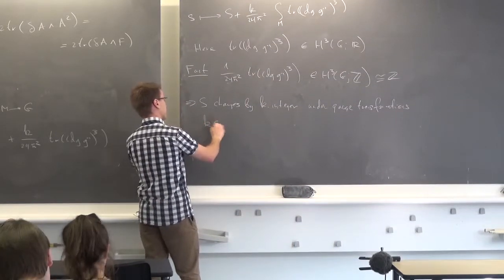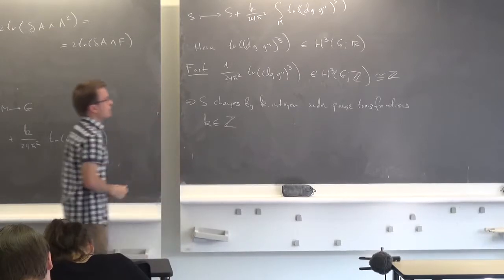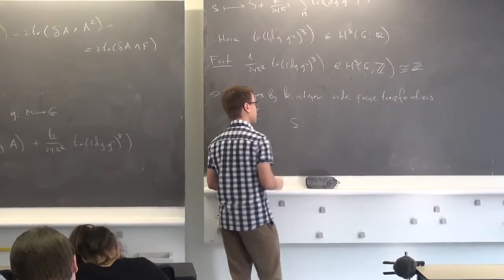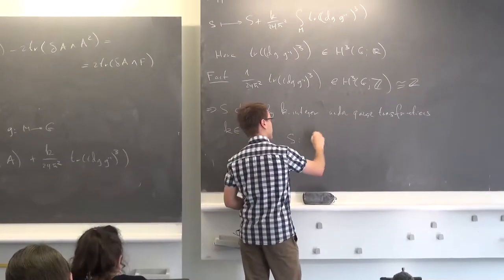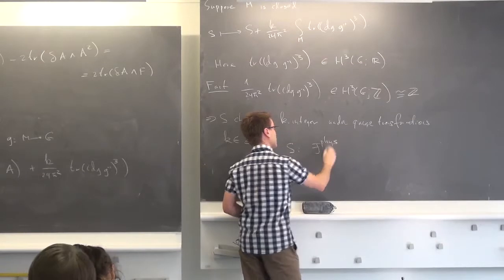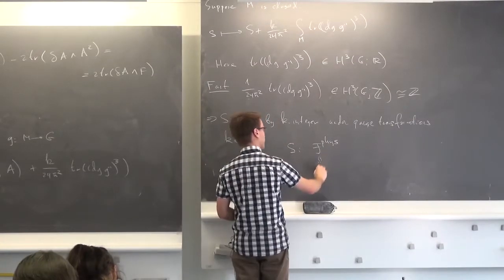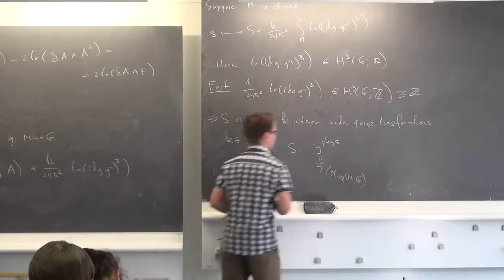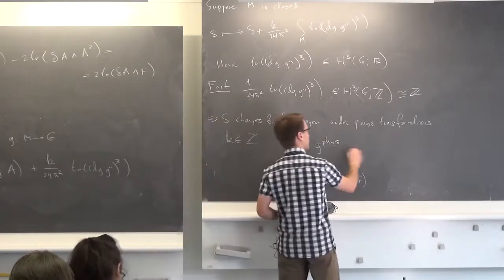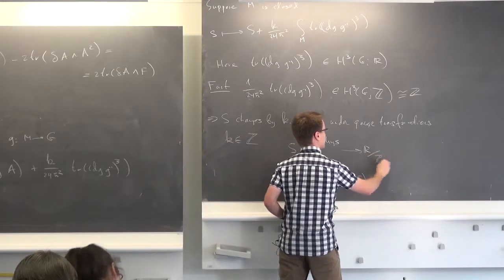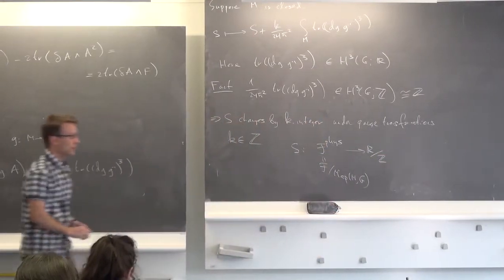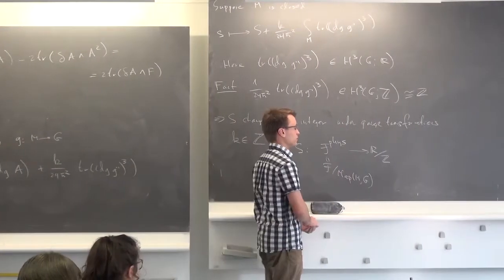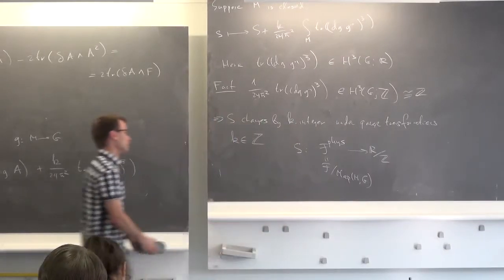So if you assume that k is again an integer, then the action descends to a function on the space of physical fields. So this is the space of fields mod gauge, into R mod Z. And again, this is good enough for us.